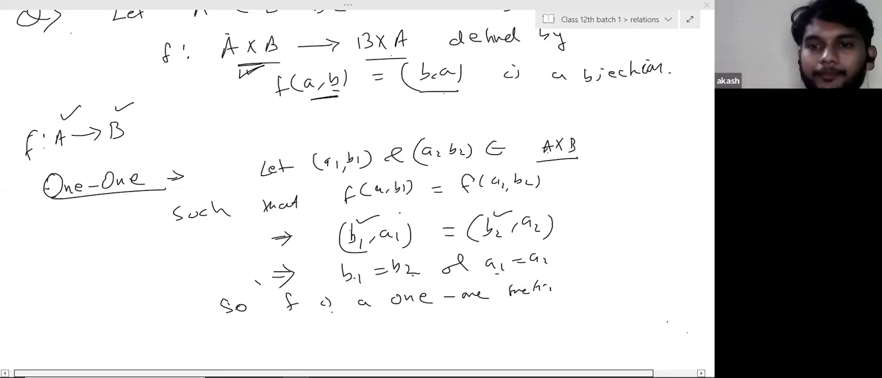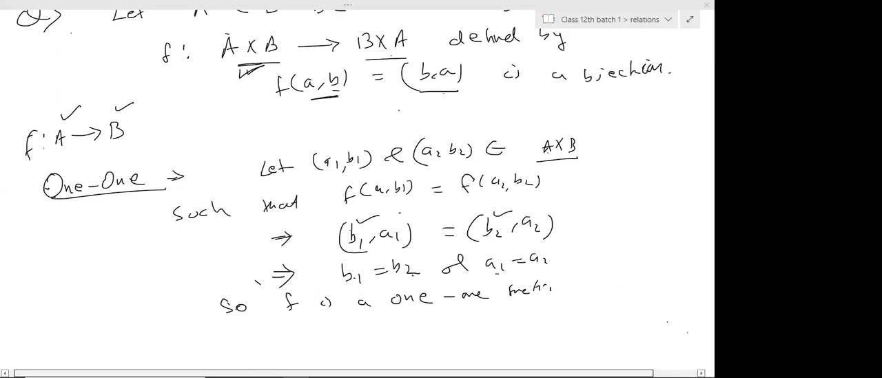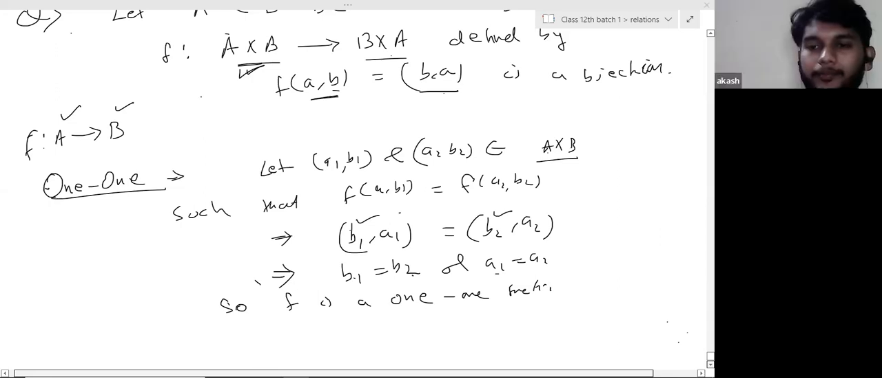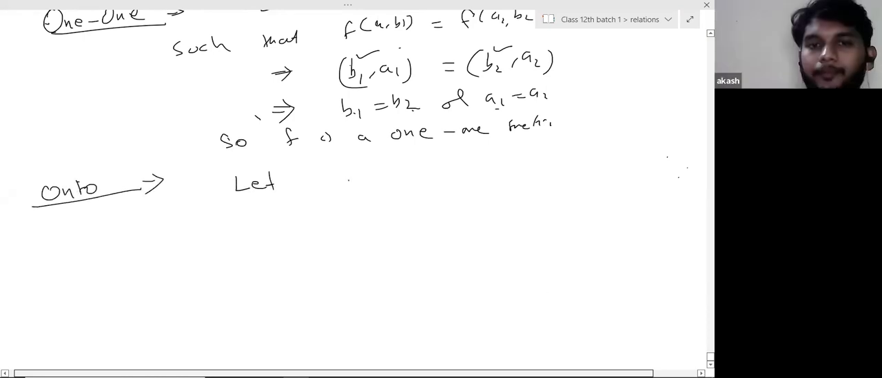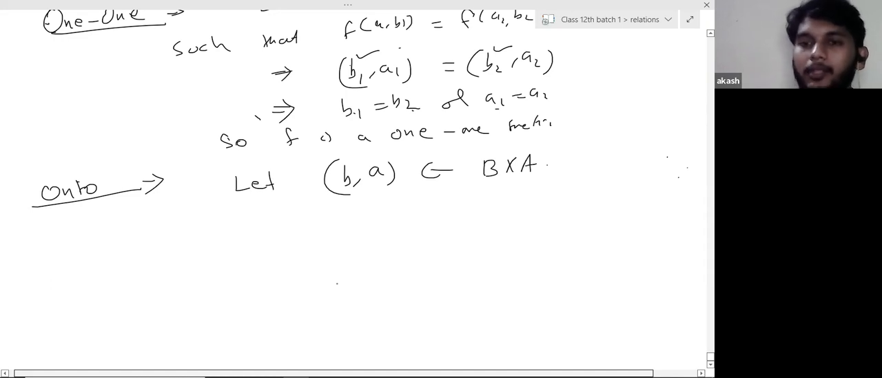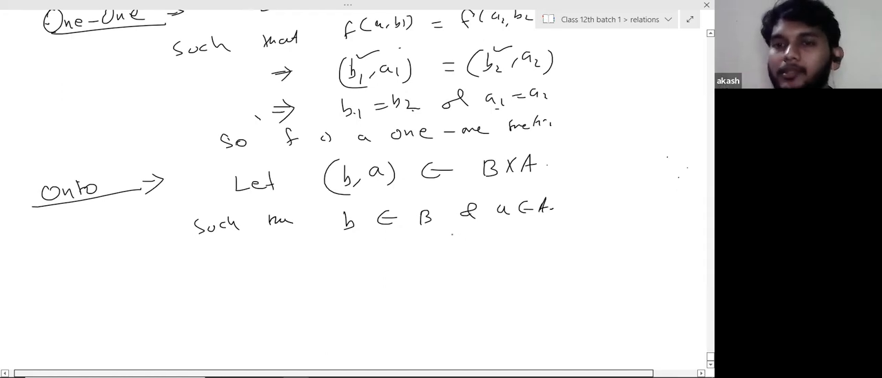Done, everyone? All right. So how to check onto? Let (b, a) belong to B cross A. We choose an element from the codomain, right? B cross A was the codomain. One element, such that b belongs to B and a belongs to A. If (b, a) is an ordered pair from B cross A, that means the first element is from the first set, second element is from the second set.